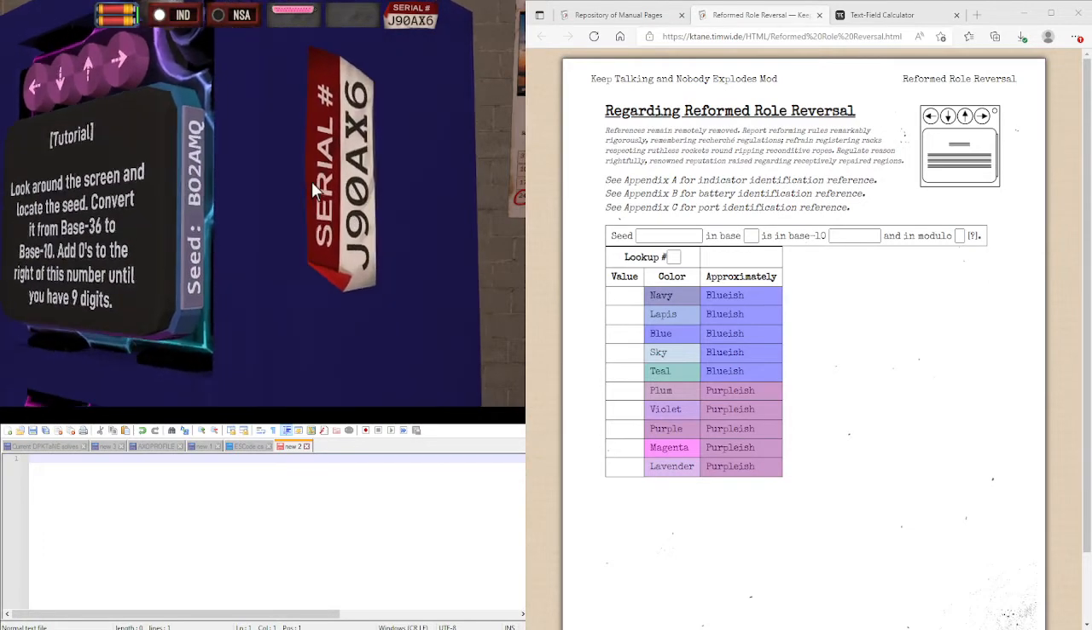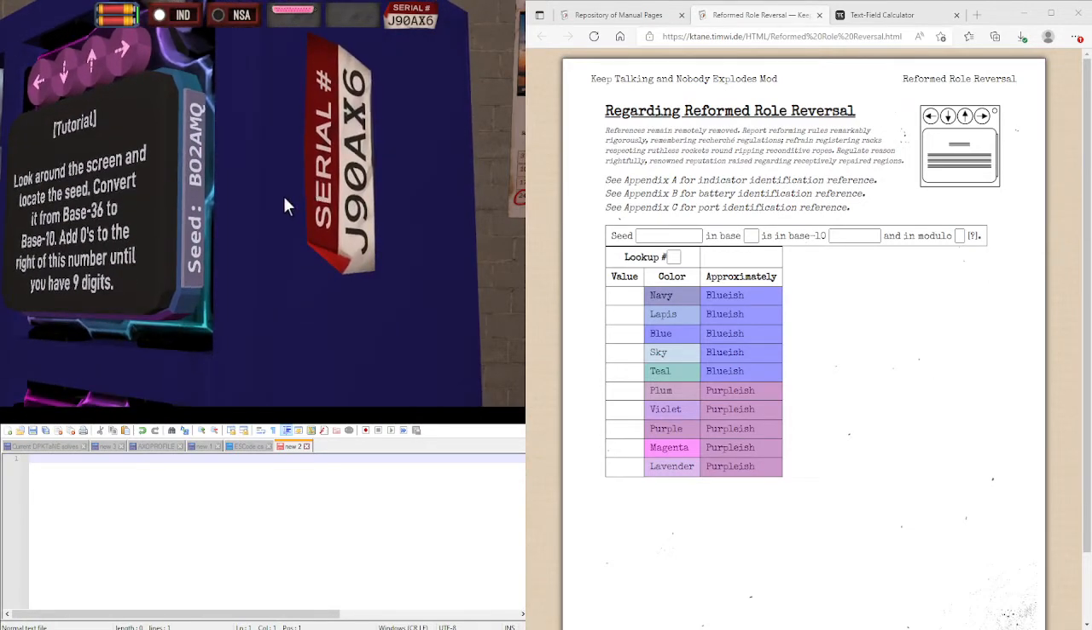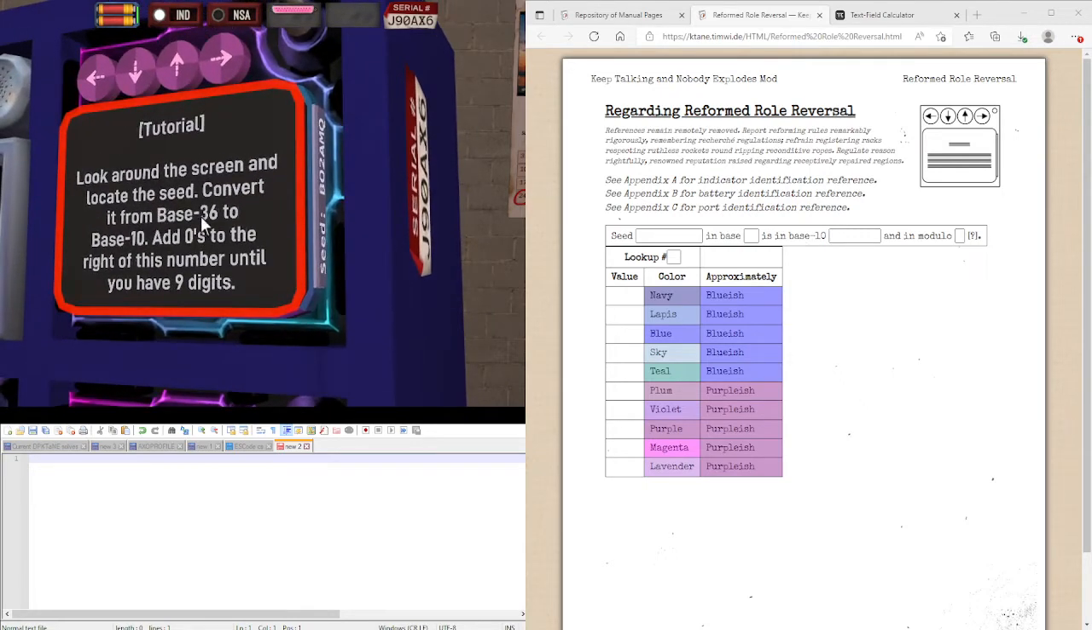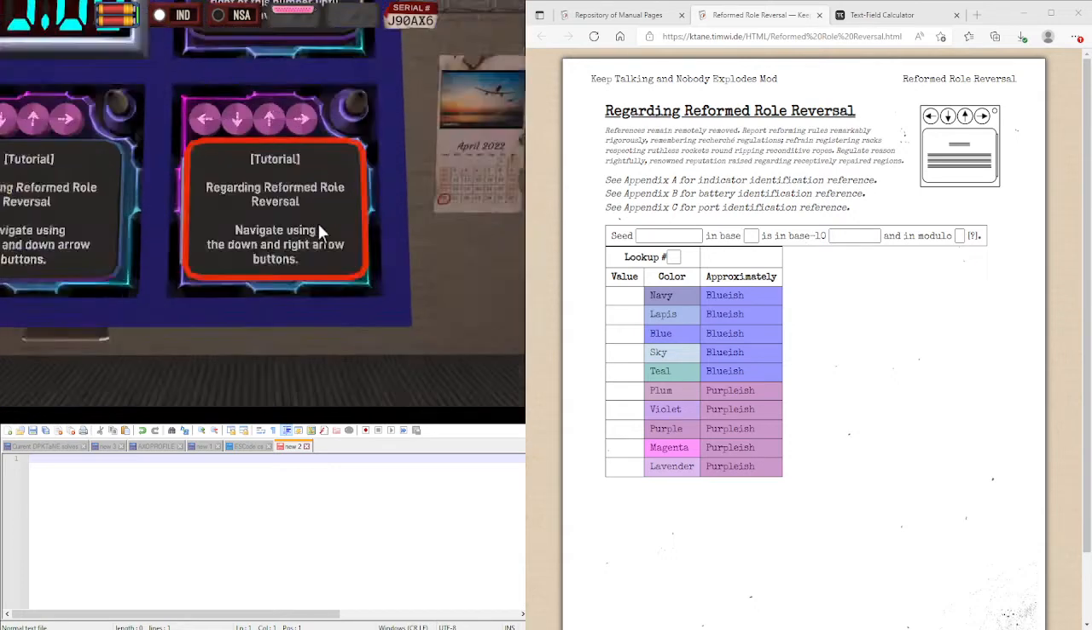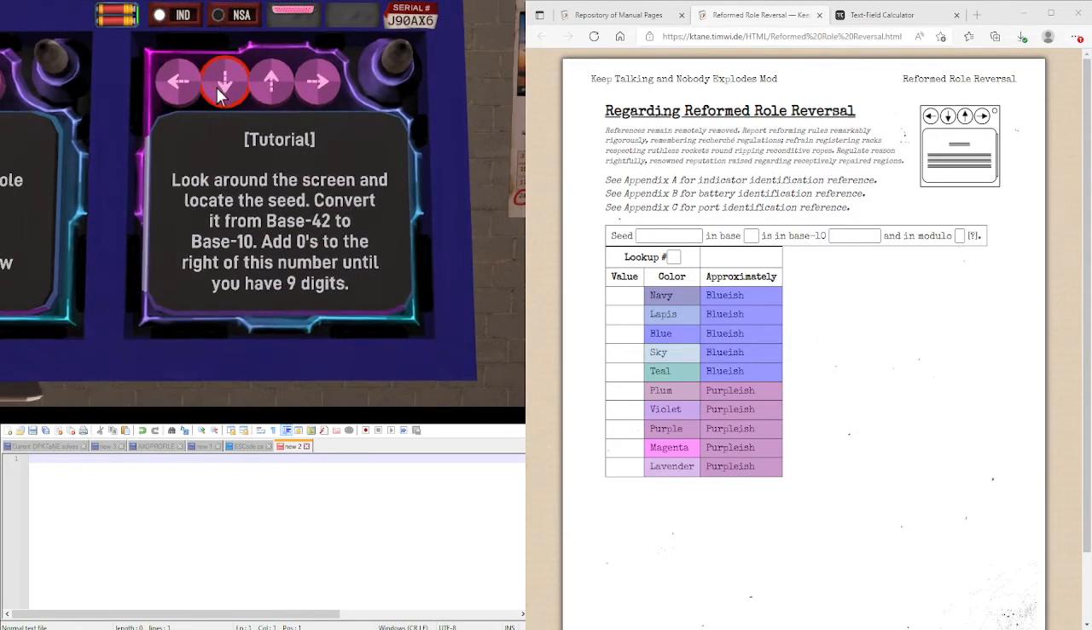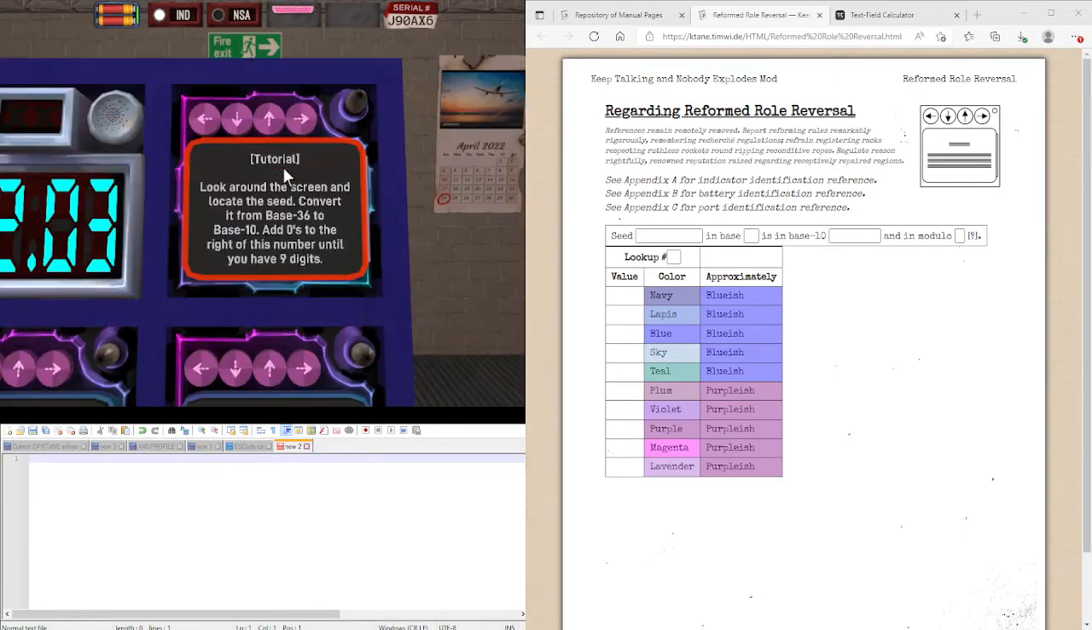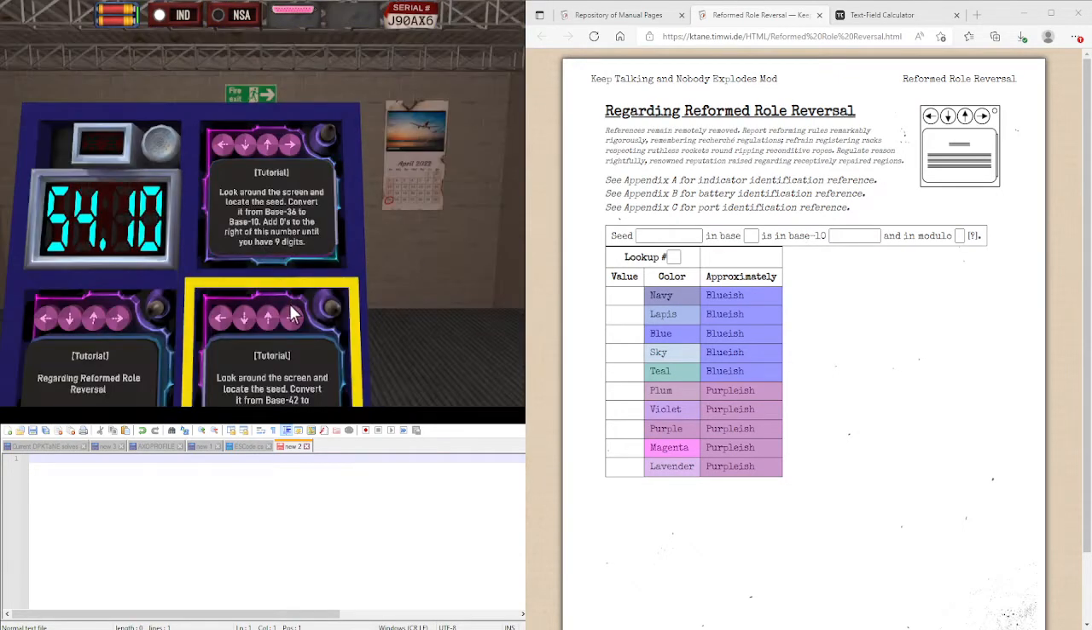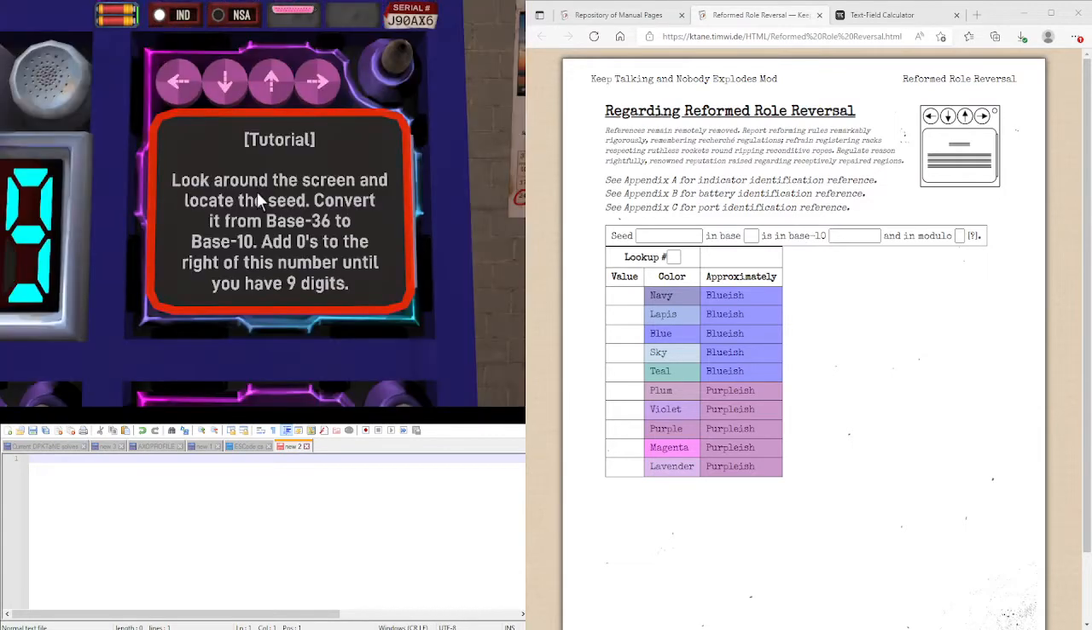Okay, so you might have seen this thing. This is our seed number. If you're used to regular Role Reversal, this might be weird because you can see letters here. Well, this is because it's in base 36, or in this case, base 42. Yes, the bases will change between them as well. So this module is a lot about reading carefully.